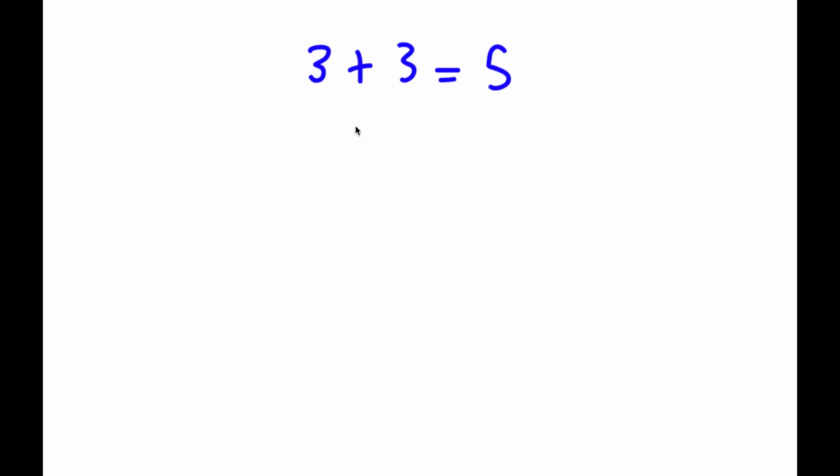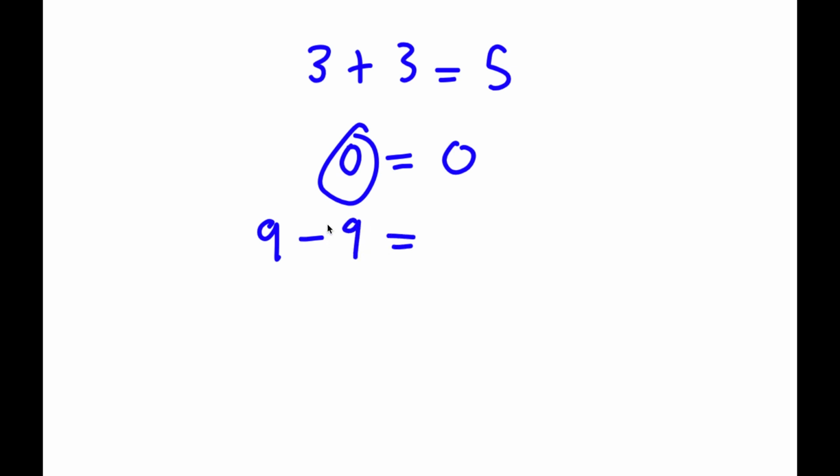Alright, so in this problem, I'm going to be proving that 3 plus 3 is equal to 5. So, to prove this, I'm going to first start with the statement 0 is equal to 0, which is obviously true because any number is equal to itself. Now, for my left-hand side 0, I'm going to rewrite this as 9 minus 9, which is obviously true. Any number minus itself is 0.